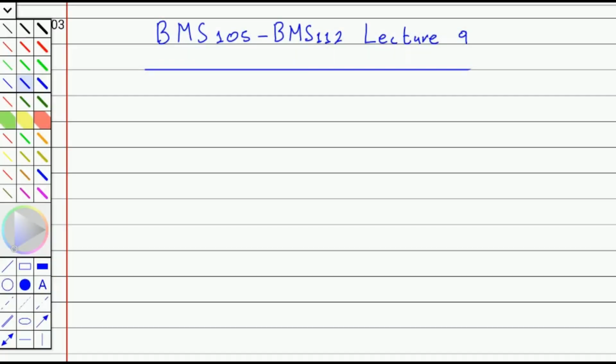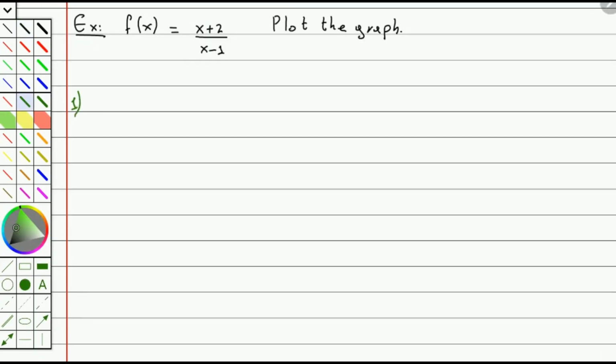Hi everyone. So let's continue with lecture 9 and let's start with an example to produce the graph of the function f of x equals x plus 2 over x minus 1. So first, as always, domain: x belongs to the real numbers except for the root of the denominator, which is positive 1. Second, find the intersect points with the axis.